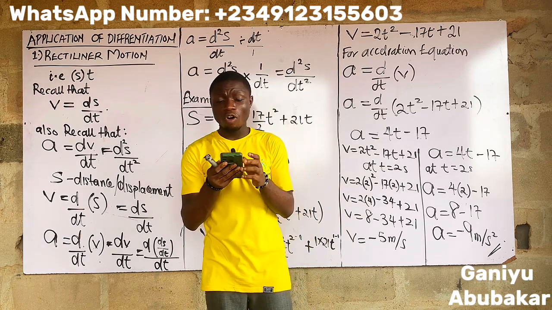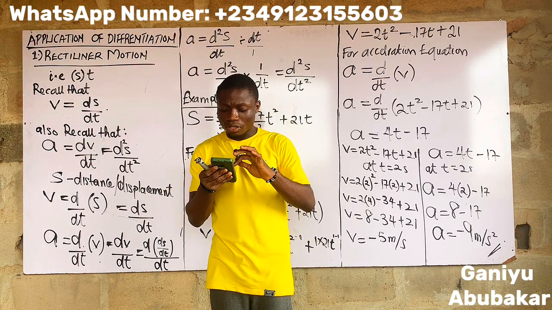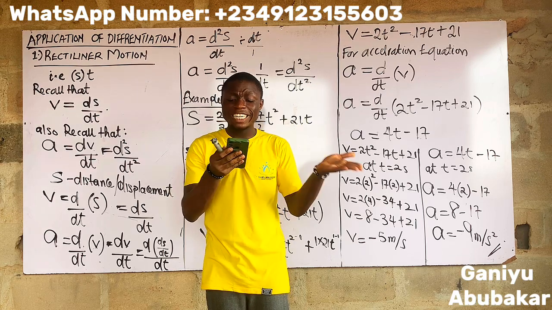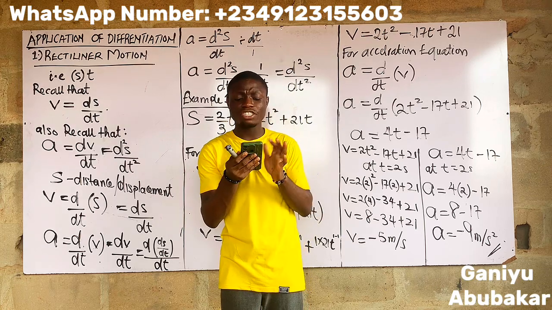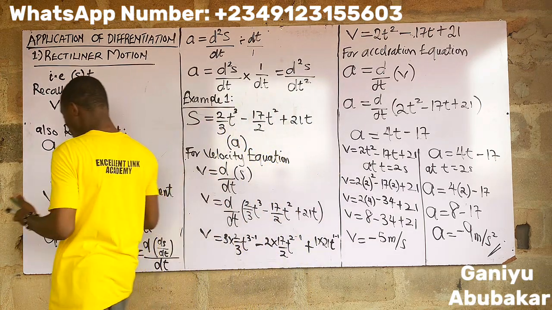Question b, under question 1, says: find the acceleration of the particle when it is momentarily at rest. So let's do b and let's see what we get.